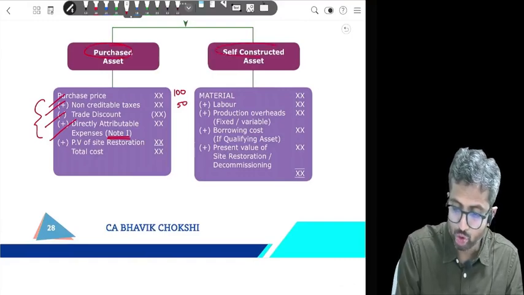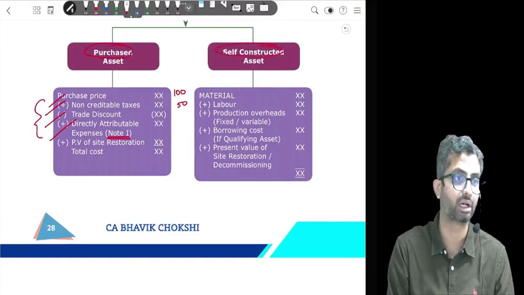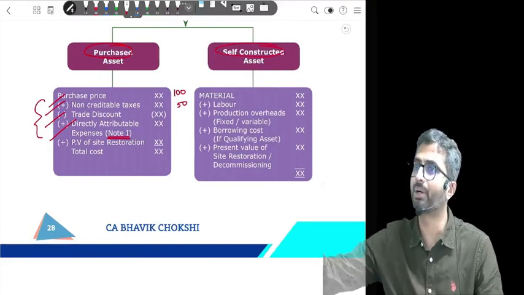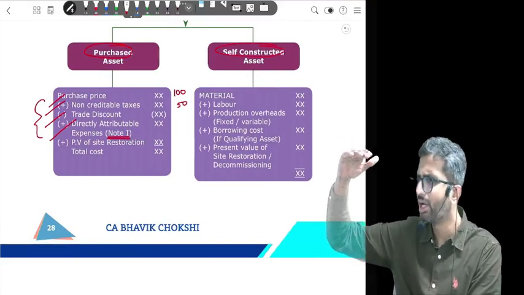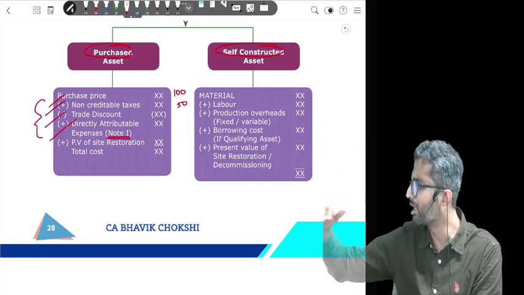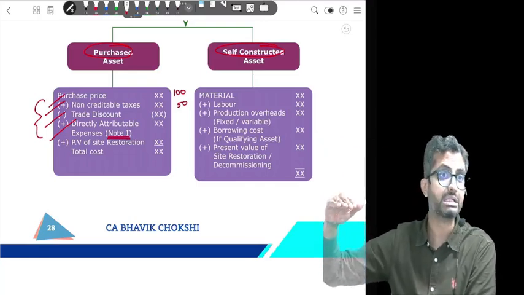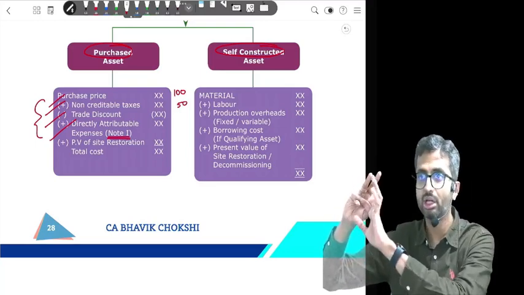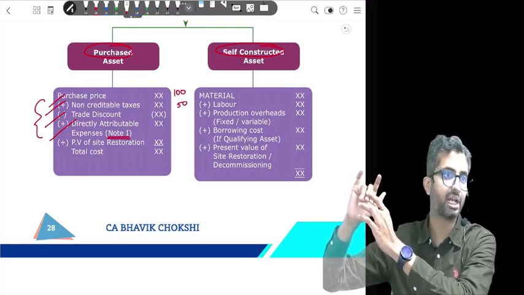The same also applies for a self-constructed asset. Just that in case of a self-constructed asset, rather than having a purchase price, you will have your cost sheet: direct material, direct labor. What about overheads? There are 3 types of overheads: factory, administrative, selling and distribution.